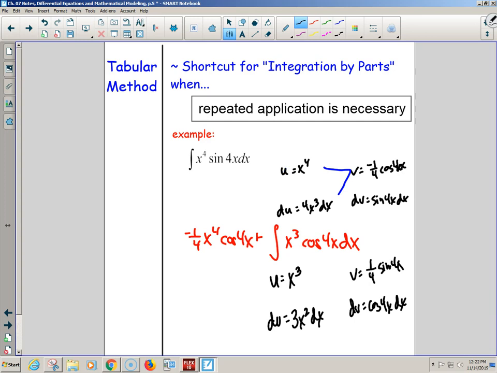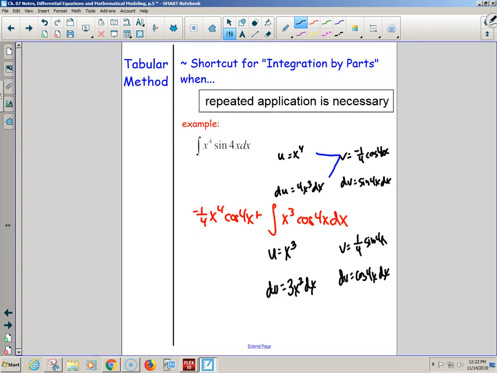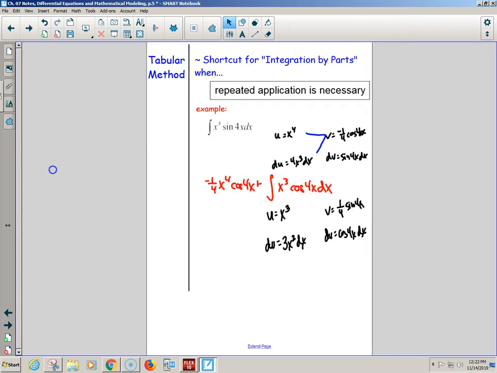There we go. I'm doing multiple iterations for a couple reasons so that you guys can fully understand the tabular method. Because remember, when you go to plug this in, I have my negative 1/4 x to the 4th cosine of 4x. That's still there. Then I technically have my minus, whatever that stuff was, but minus the negative turned into a plus. But now I have my new lucky 7 from my new integration by parts. So I'm going to have a 1/4 x cubed sine of 4x.